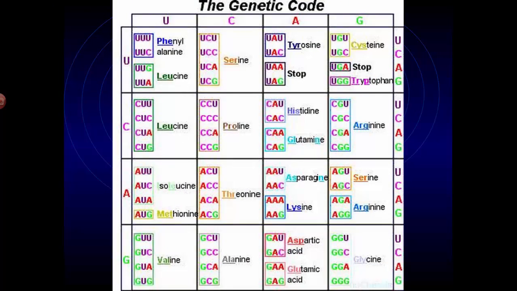I can use this to find the sequence of amino acids. You'll see the stop codons in there, UAA, UAG, and UGA. You'll also see, if you look down here, AUG is methionine, MET, but it's also start. AUG is also start. Okay?